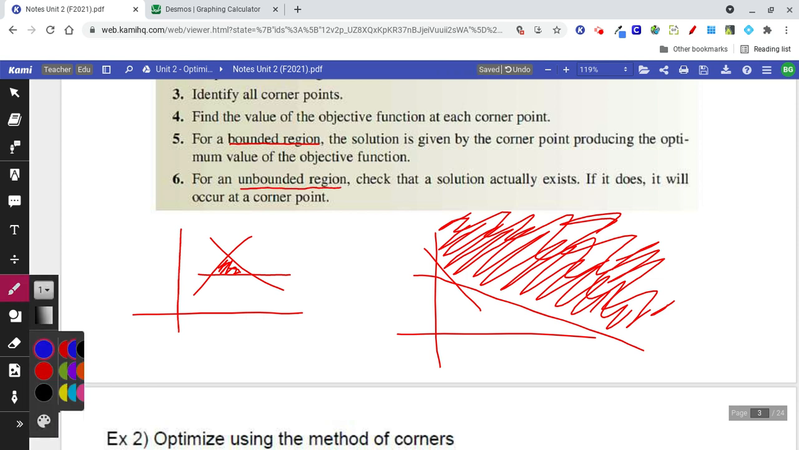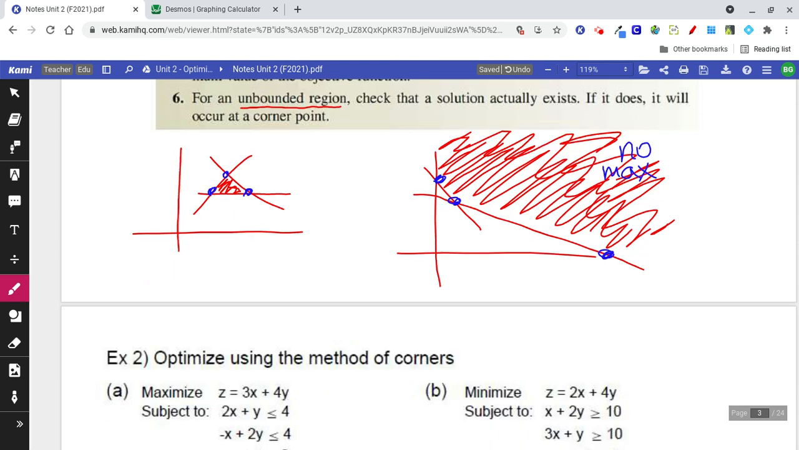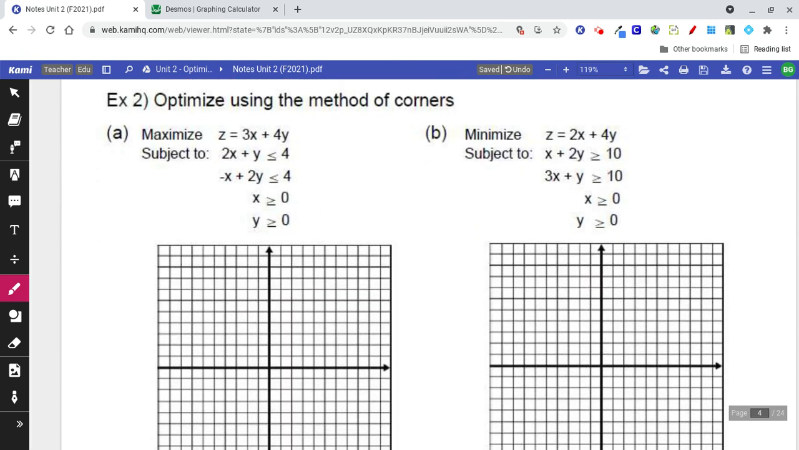But either way you go, whether it's bounded or unbounded, you're still looking at the corner points of those lines that you graphed. So this one would have a corner point here and here and here, I guess. You're still looking at those corner points. But sometimes with unbounded, you might not be able to have a maximum. We'll see.